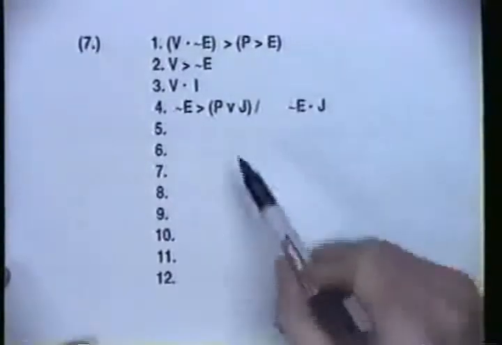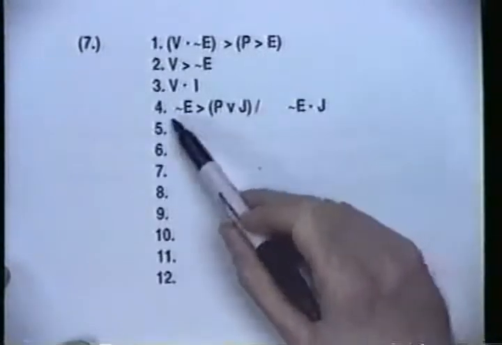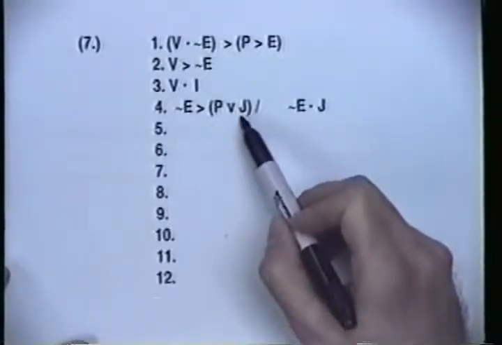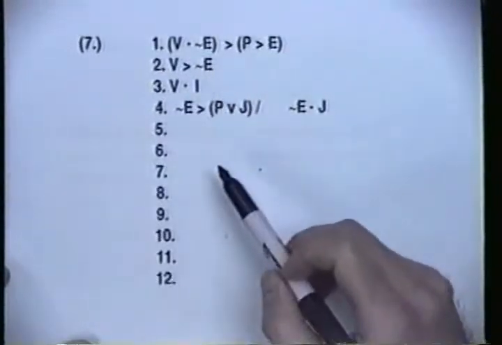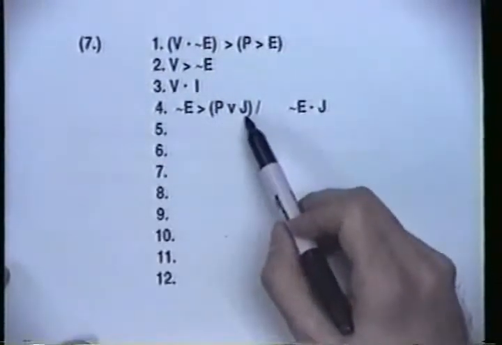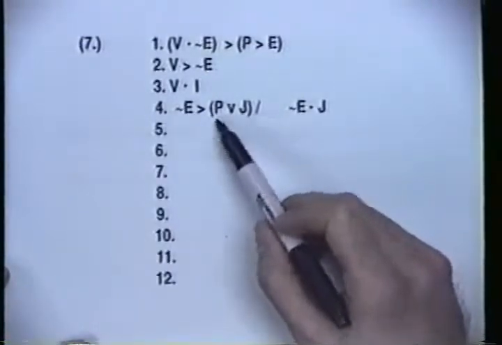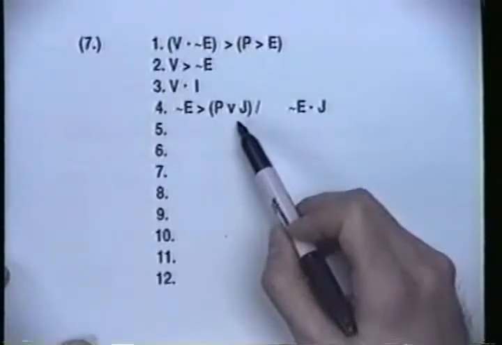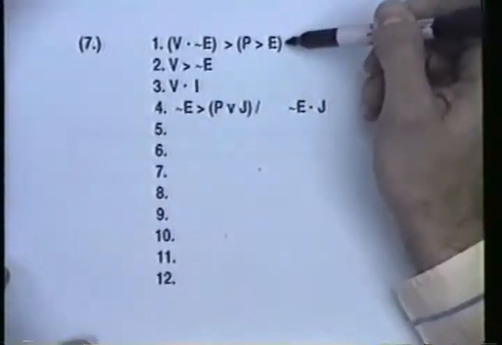Well, you hunt around here and you see that J occurs only on line 4. We know we can get into line 4 with modus ponens because we've already decided we can get not E. So that would give us P or J, and we would then be able to infer J if we could infer not P. Disjunctive syllogism, right? Well, let's see what other P we have to work with. That's up here in line 1.